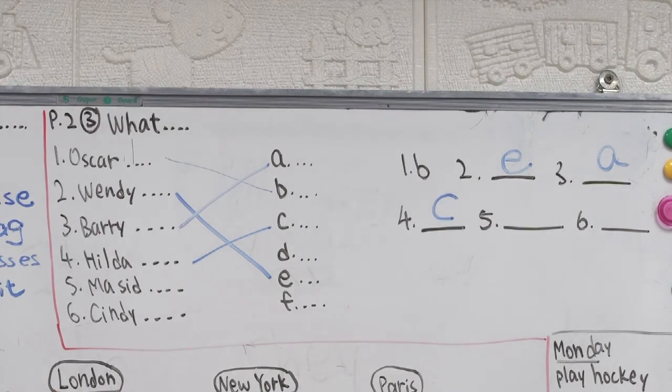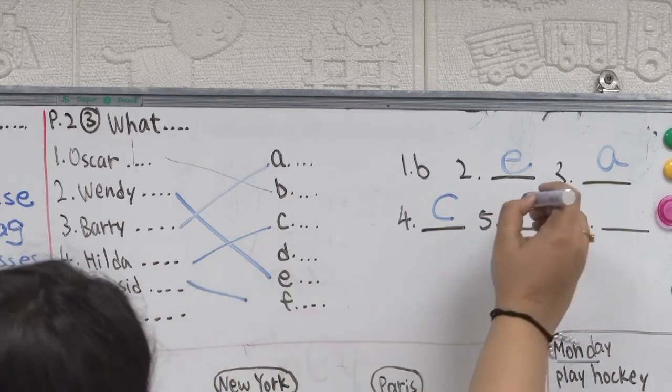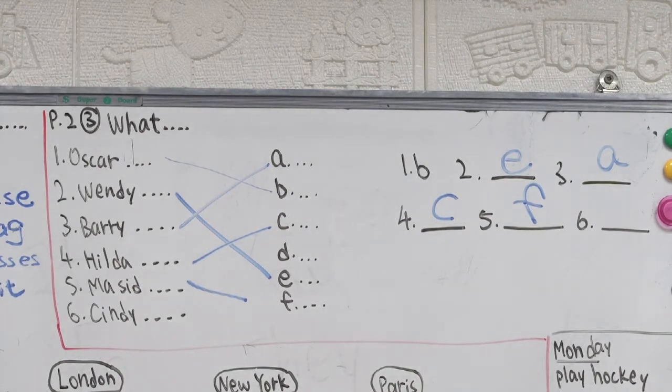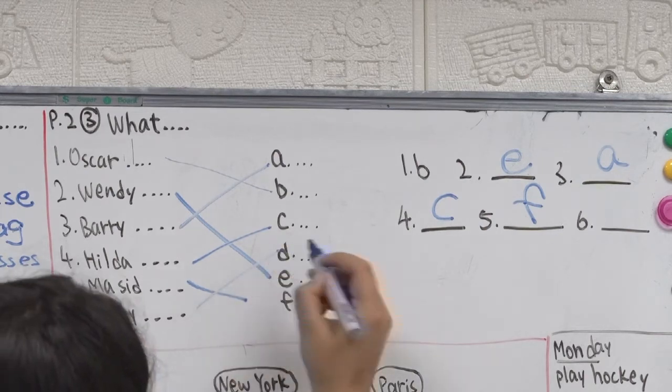Five. What is Masset going to do today? Not today, sorry. That day, never mind. Masset is going to have a bath, which is F, according to the picture, right? 6. Cindy and Len are going to cook lunch. D.